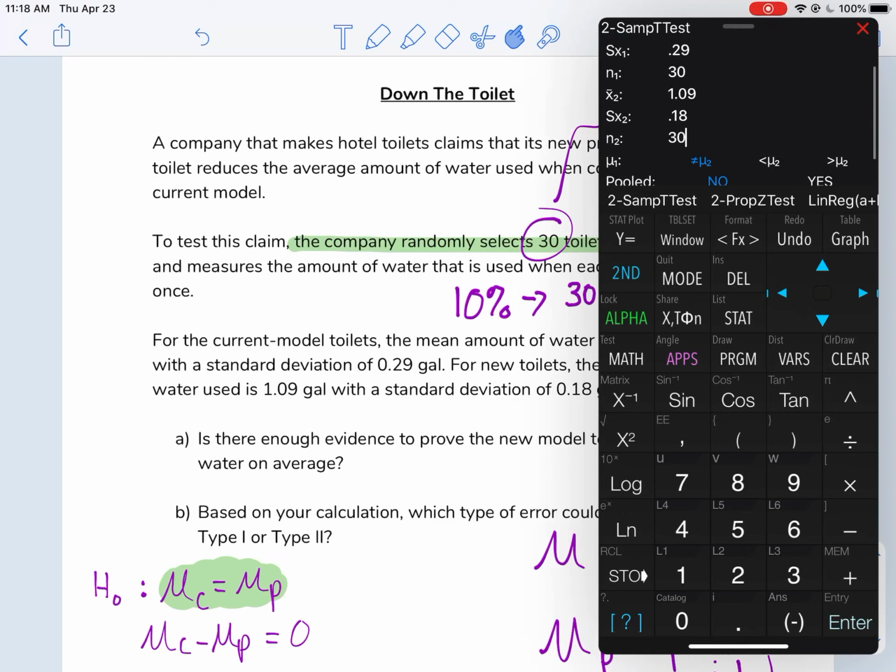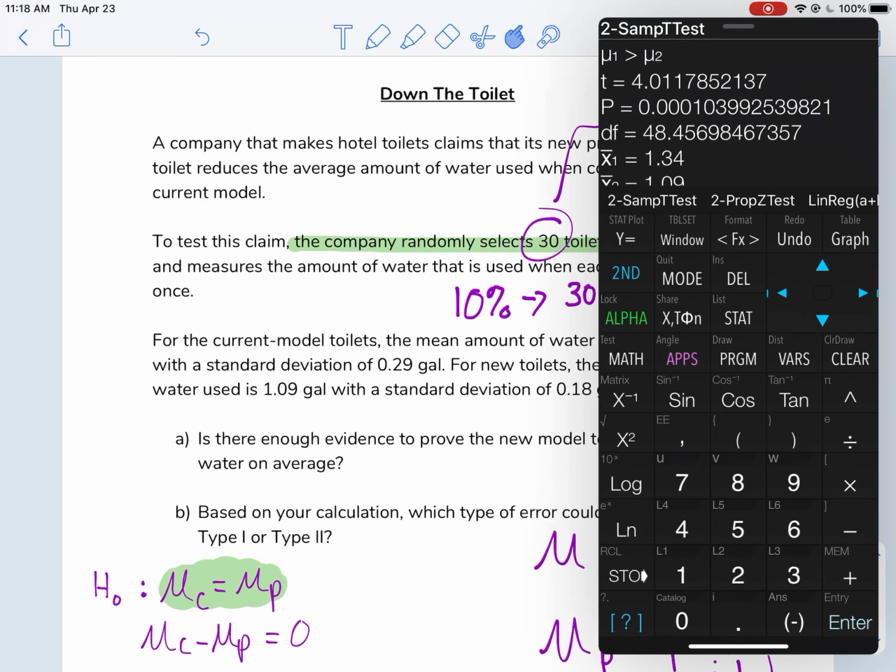Now, what am I trying to prove here? I'm trying to prove that the second sample, or second population, is less than the first one. So mu1 is greater than mu2. That's the option I'm going with here. Pooled, don't want to pool your data, at least at this level of statistics. So then we're just going to do calculate. And I get everything I need here, which is great.